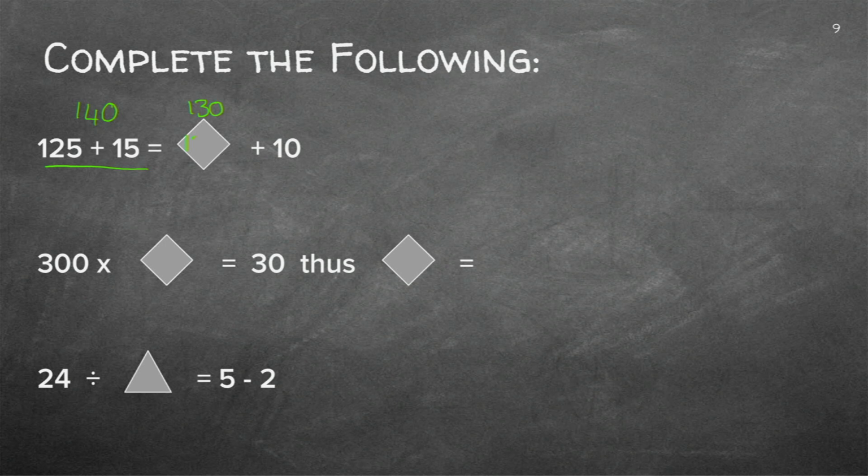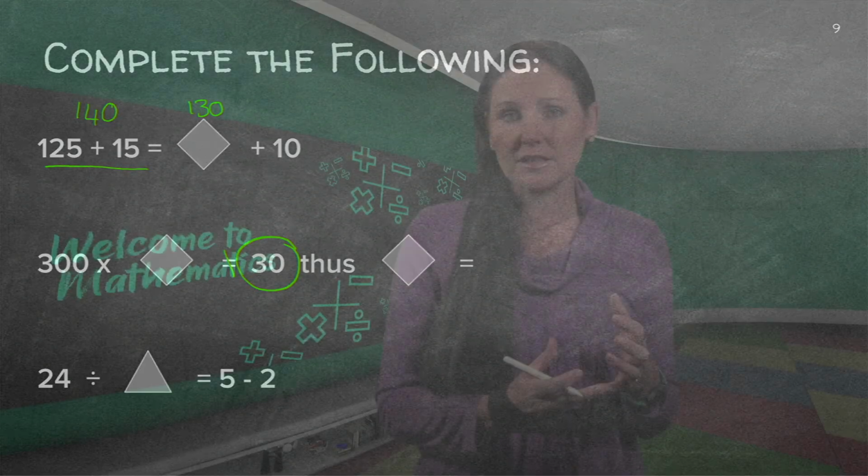Okay. The next one: 300 times what will give you 30? Can you see there is a problem? Because nothing will give you 30. 300 is bigger than 30. So if the equation can't be equal, the left to the right hand side, you have to draw a line through the equal sign. That means that my number sentence or my calculation on the left hand side is not equal to the calculation on the right hand side.